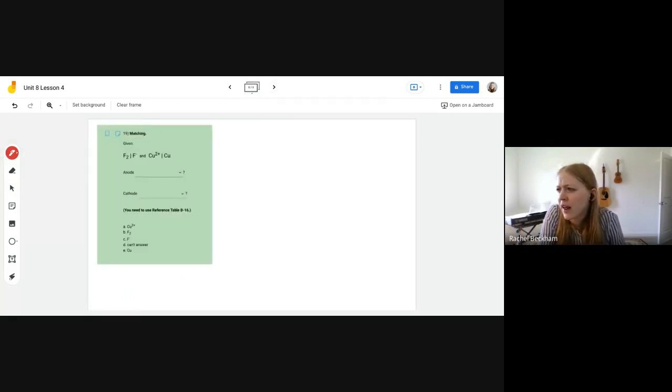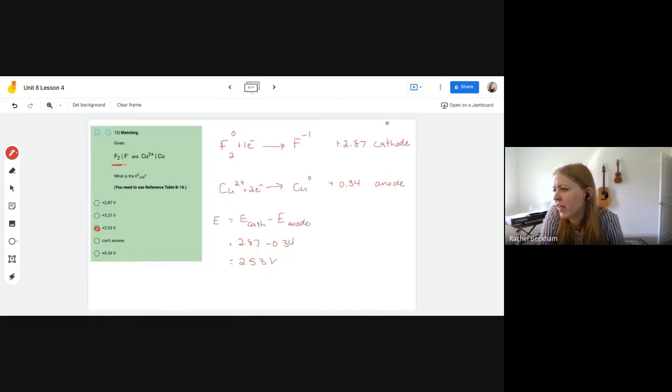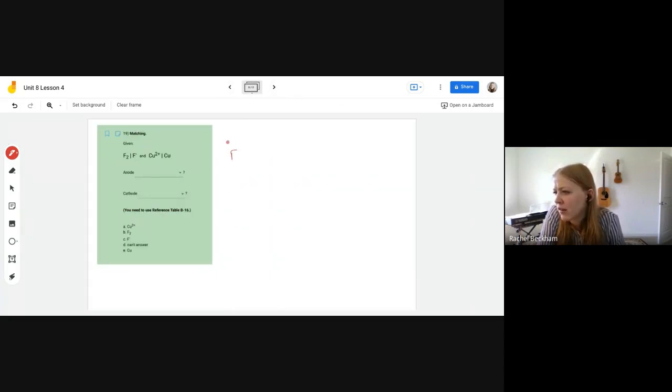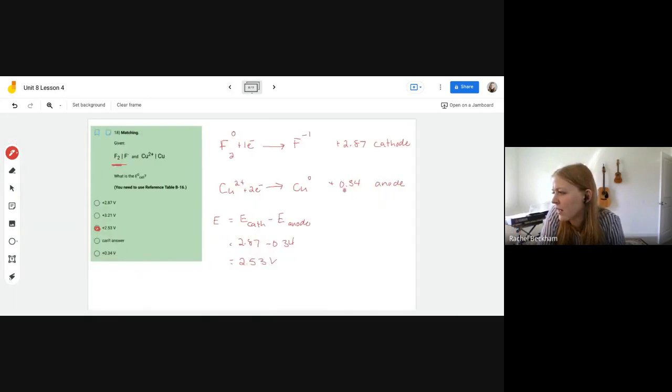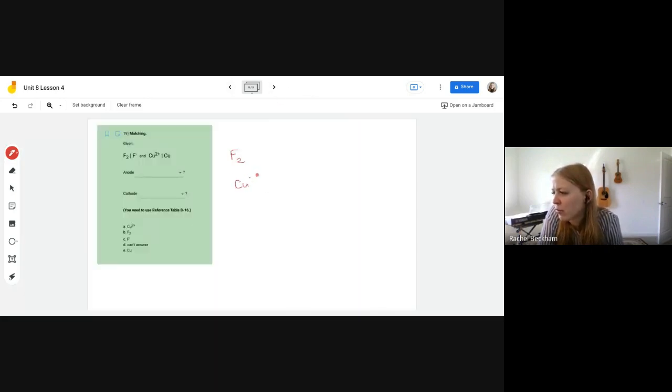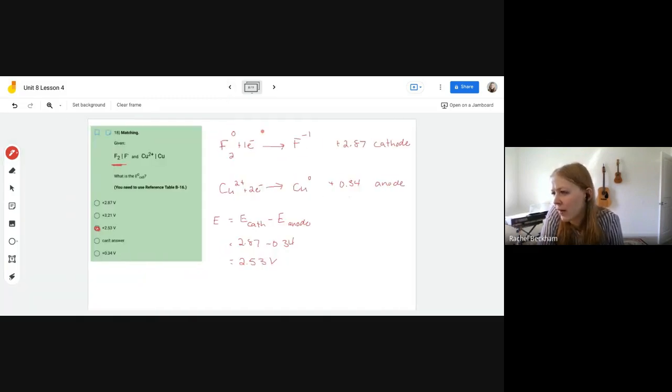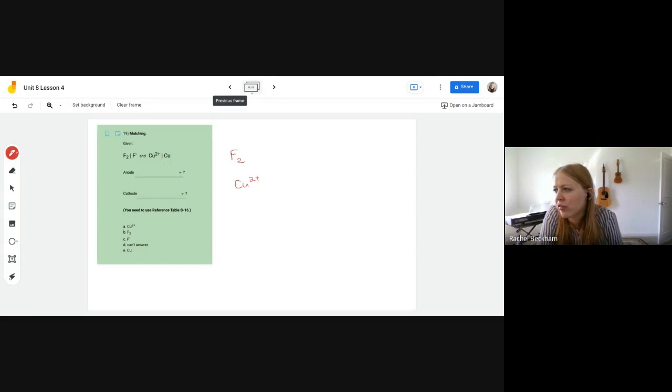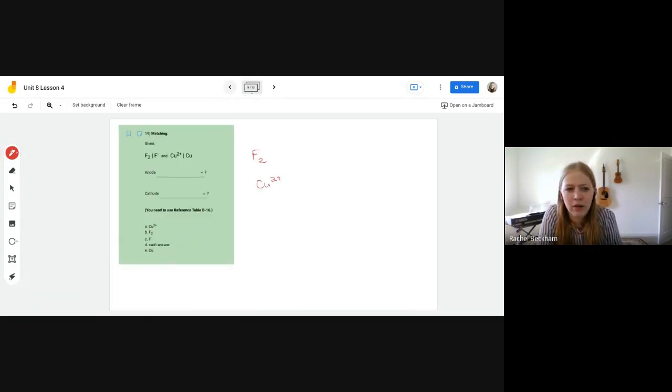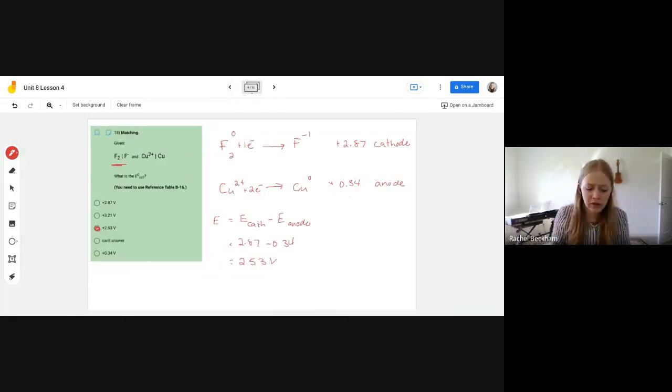And I kind of asked it out of order, so we figured out that the cathode was F2 and that the anode was Cu2+. Remember, you're choosing the most positive version of it, and F2 is more positive than F negative 1. So these are just some examples. I think there were a couple more on there, but I wanted to give you a frame of reference for these, and join my classroom if these don't make sense or if you have any follow-up questions on it.